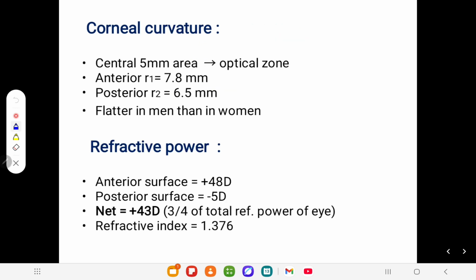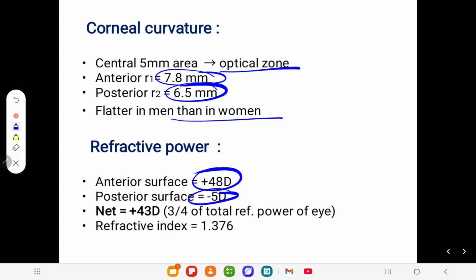So corneal curvature: the central 5 mm is the optical zone, very important. For anterior curvature we take 7.8 mm as the radius, because that's Gullstrand, and posterior is 6.5 mm, flatter in men than in women. I don't know about it, but yes, if it is written, I think so. Refractive power anteriorly we consider plus 48, and posterior power approximately minus 6 would be better, but minus 5 works. Net is 43 diopters, and 43 diopters is two-thirds of the total power of the eye.